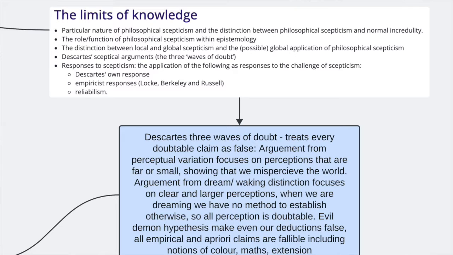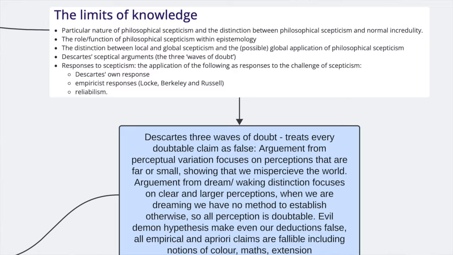The basic idea with this, a really nice way of explaining it from Alex O'Connor, was the three waves of doubt treat every dubitable claim as false. So every claim I might be able to doubt, if I could even just suppose that I can doubt it, then I treat it as false. And so we have three waves.